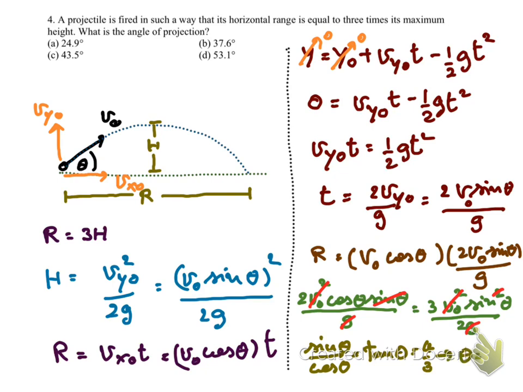Which gives us that theta is equal to 35.1 degrees. Okay, that satisfies part 1, and the solution is D. So that is for question number 4. Okay, let's go to question number 5.